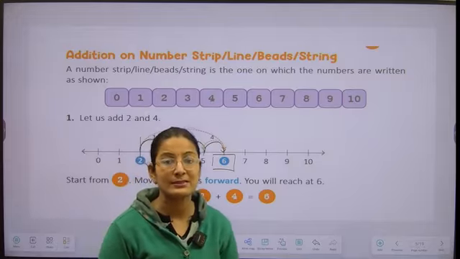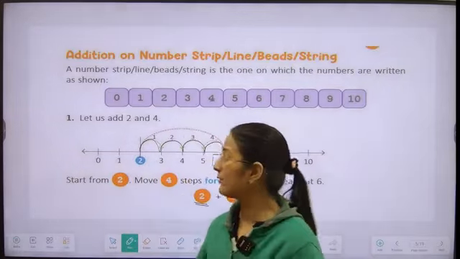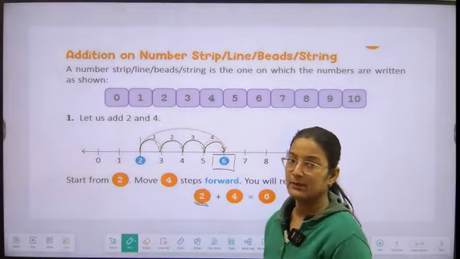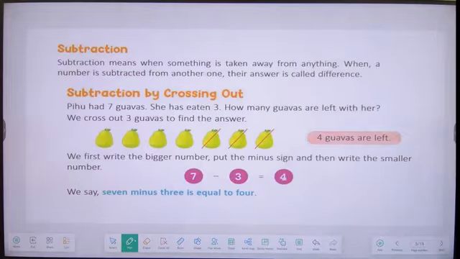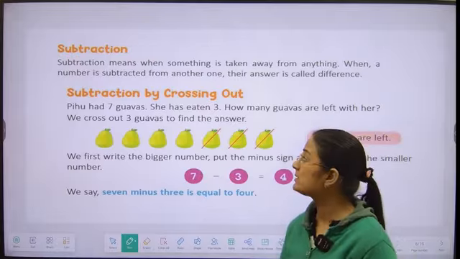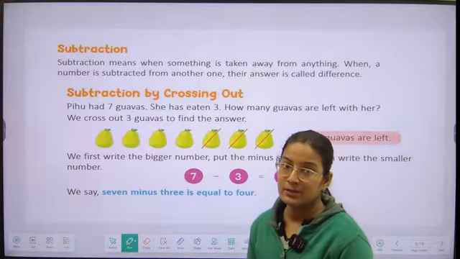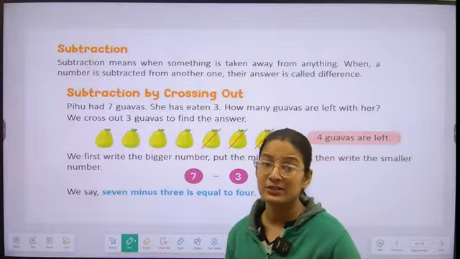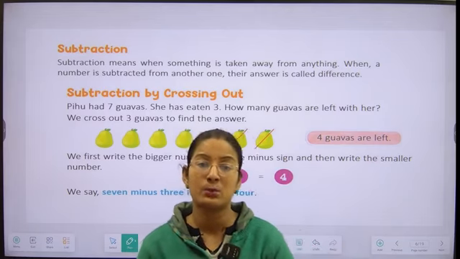So is everyone understanding how we can add numbers with the help of a number line? Very nice, students. Now we are going to understand how we can subtract numbers by crossing them out. As I told you, subtraction is what? Whenever we are taking something from someone.